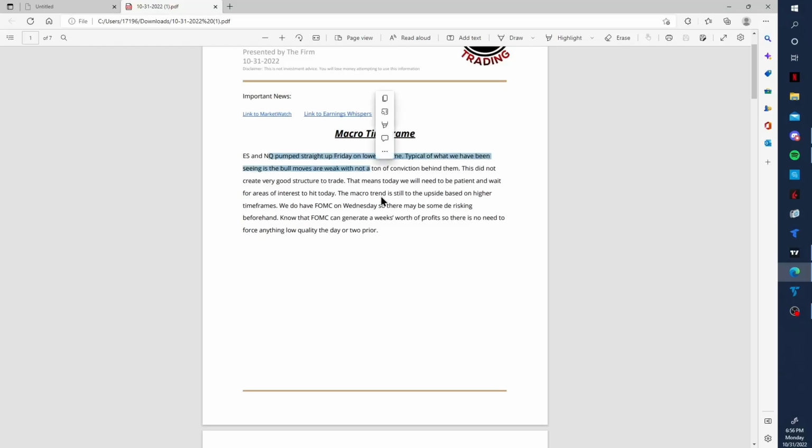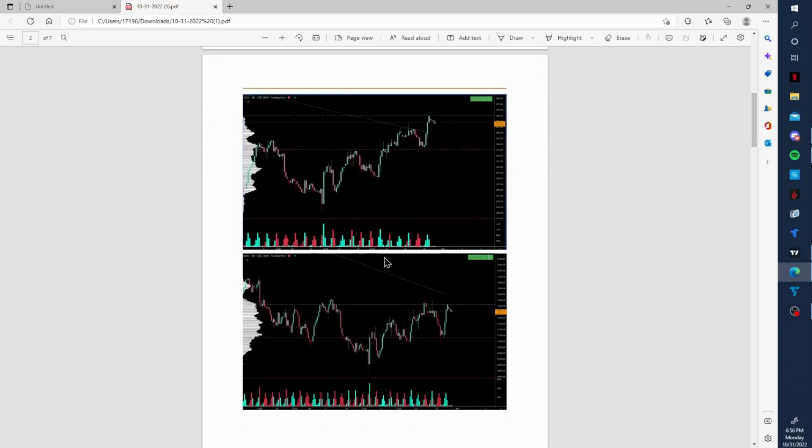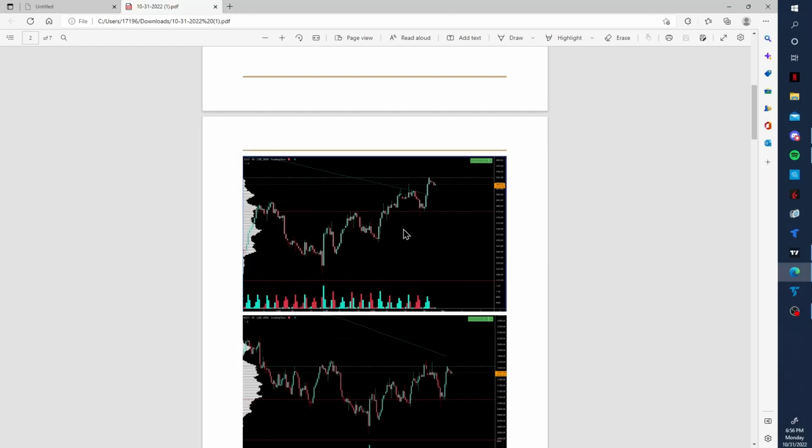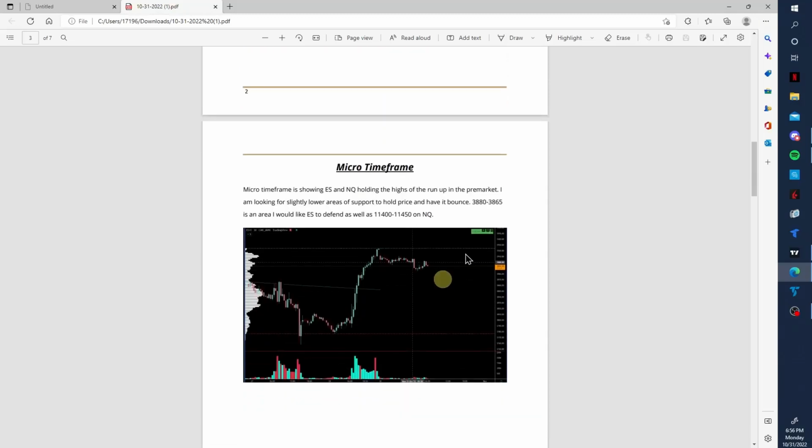We pumped up Friday, lower volume, typical of what we've seen. Bull moves being weak, not a ton of conviction behind them. It didn't create very good structure, so we've got to be patient today, and know that FOMC's today. So here's the macro time frame on the 4 hour, clear uptrend going on. So definitely want to be targeting longs more so than shorts.